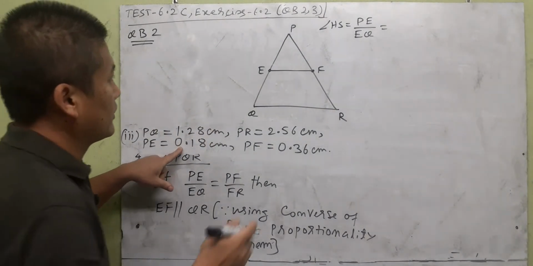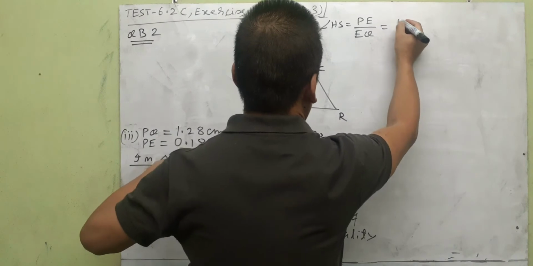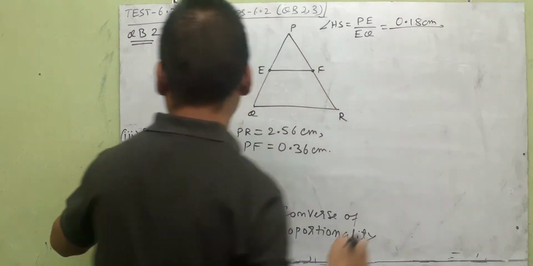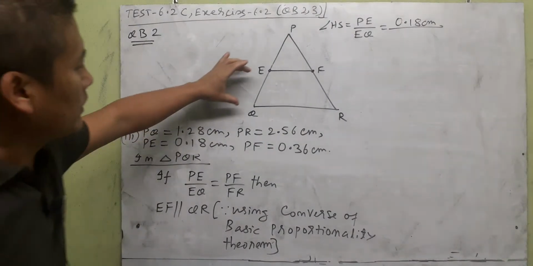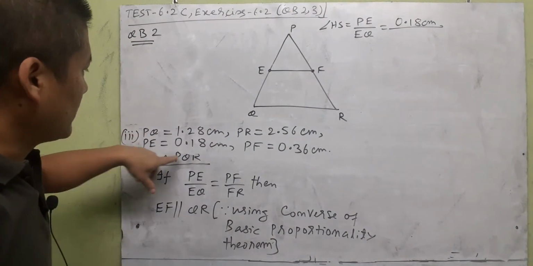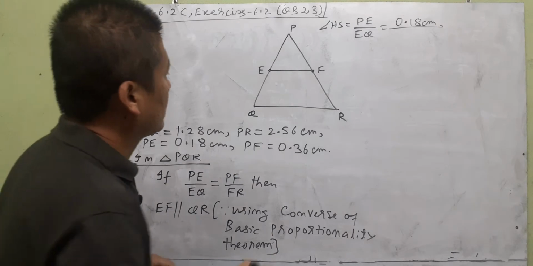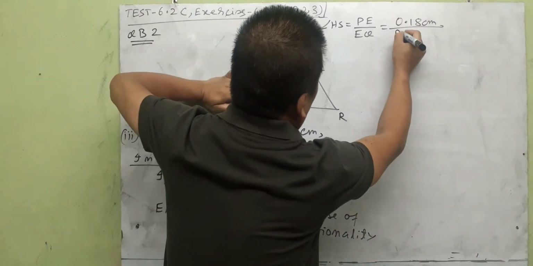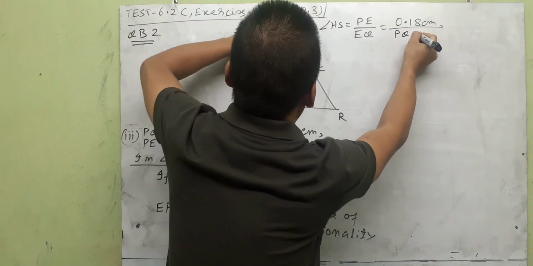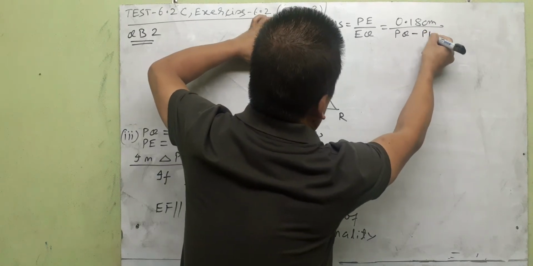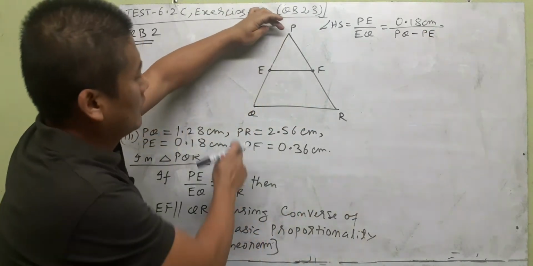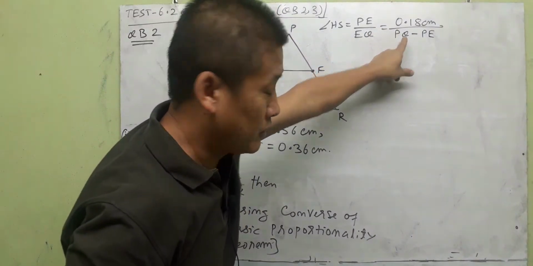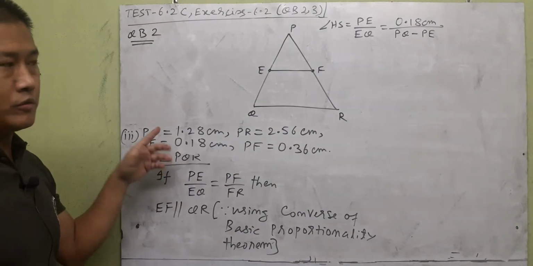So here PE is given. So you can write that quantity 0.18 centimeter, as you can see here. But EQ is not directly given, so EQ can be written in this format: PQ minus PE. See here, PQ minus PE is EQ. So EQ has to be written in terms of PQ because they gave you only PQ. So you can do it like that.